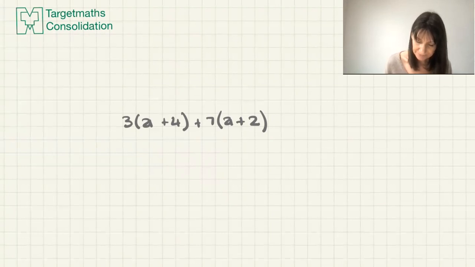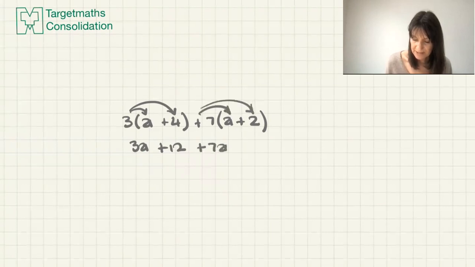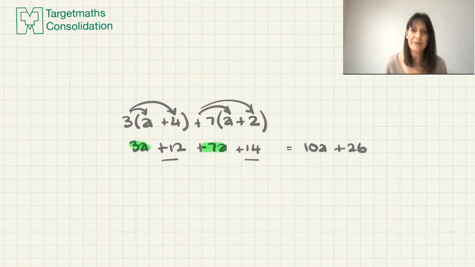Okay. So 3 times A is 3A. 3 times 4 is 12. 7 times A is 7A. 7 times 2 is 14. And I just need to group my A's together. So that's going to give me 10 A's, and then group my numbers. 12 plus 14 is plus 26. Whoops, already written the 2. 26. There you go.